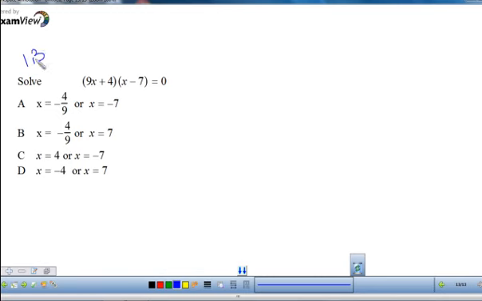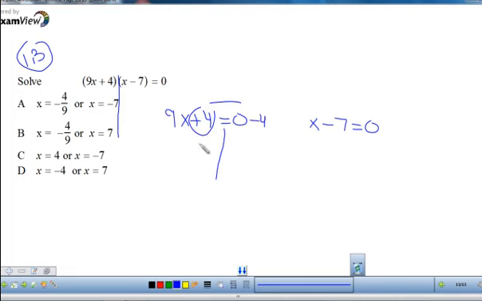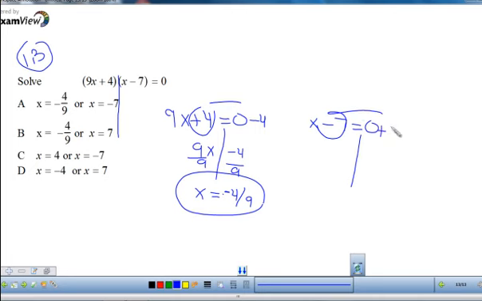13, solve. We'll notice that this problem is already factored for you. So all you have to do is use the zero product property. So we're going to have 9x plus 4 equal to 0, and x minus 7 equal to 0. So we're going to subtract 4, and then divide by 9. So x equals negative 4 over 9. And on this side, again, we're going to add 7. So x equals negative 4/9, or x equals 7. Okay, be careful with your signs.